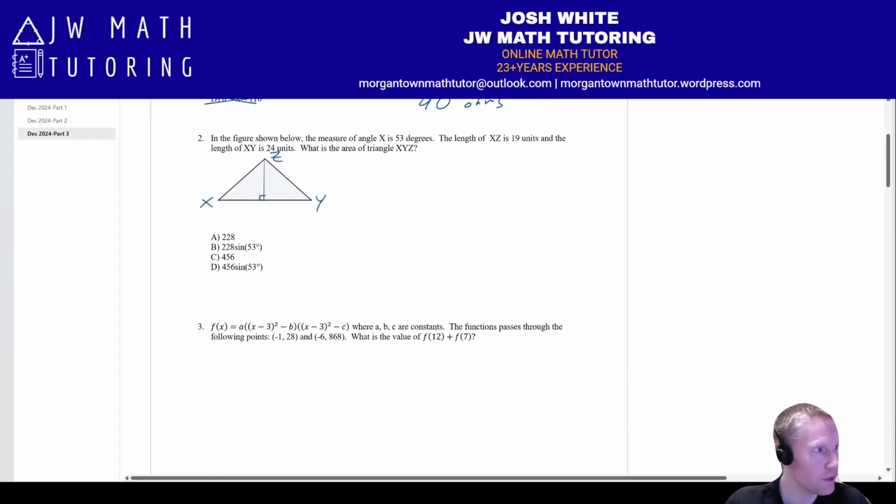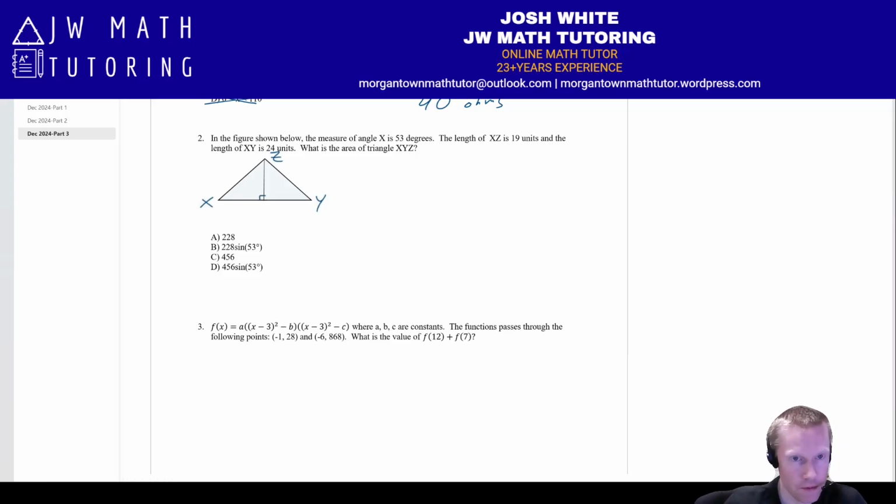All right, next up, number 2, we have a triangle. And I'm assuming this one you had to be given a picture just based on the description that you were given in the problem. So basically you have an angle here, 53 degrees. The length of XE, okay, this is 19. This whole thing is 24. What is the area of triangle XYZ?